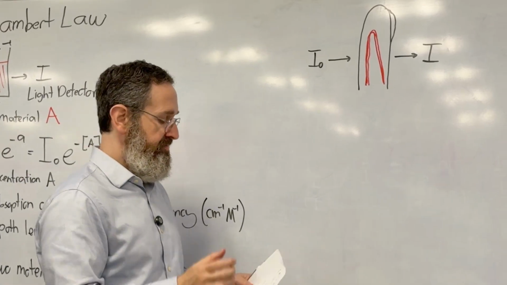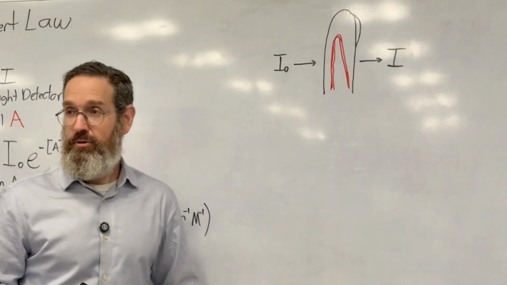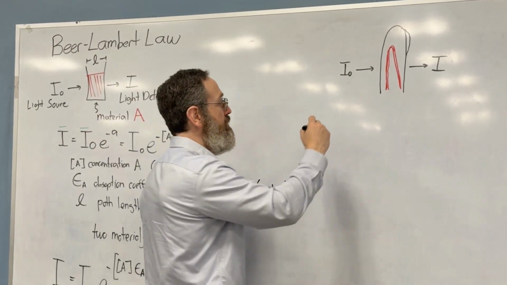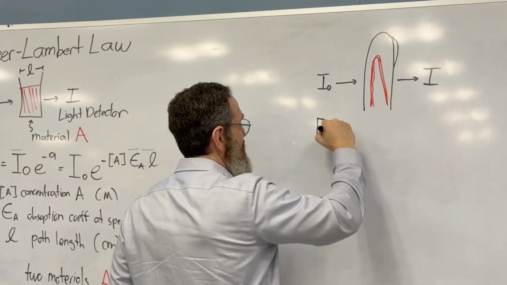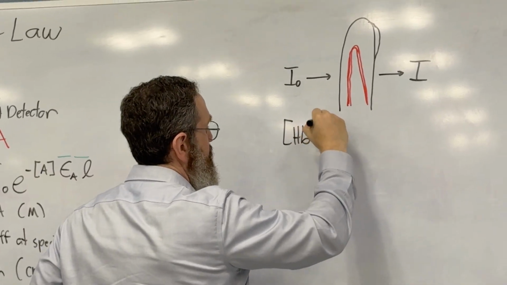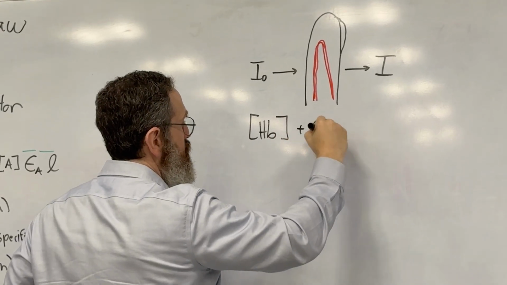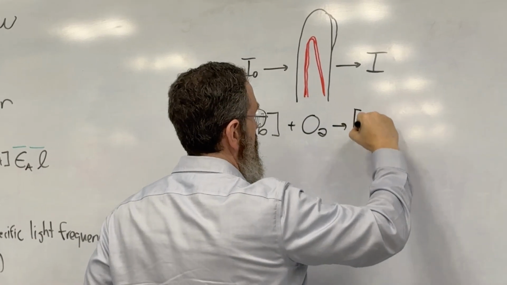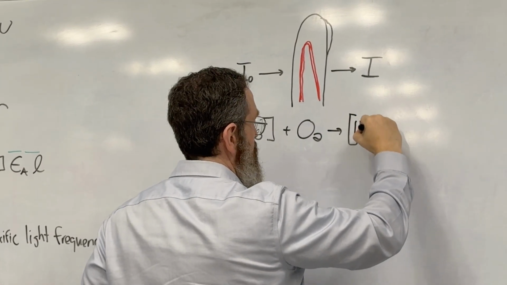So nature, or God, depending on your point of view, created something called hemoglobin. And hemoglobin, Hb, sticks to oxygen to make oxyhemoglobin.